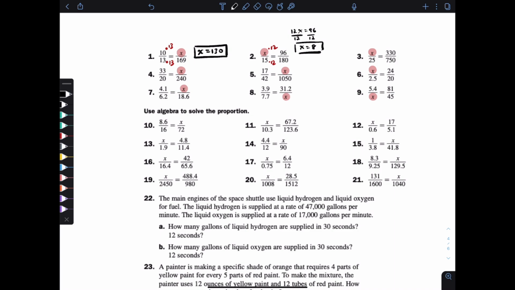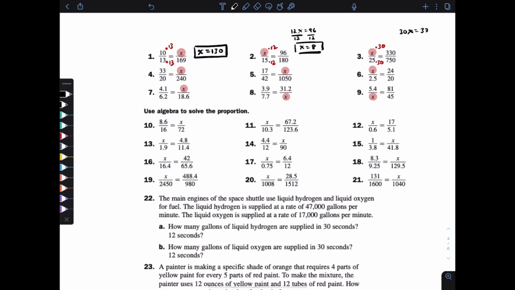For number 3, 25 times something. Well, I know 25 times 3 is 75, so 25 times 30 would be 750. So X times 30 would be 330. We could say 30X equals 330.